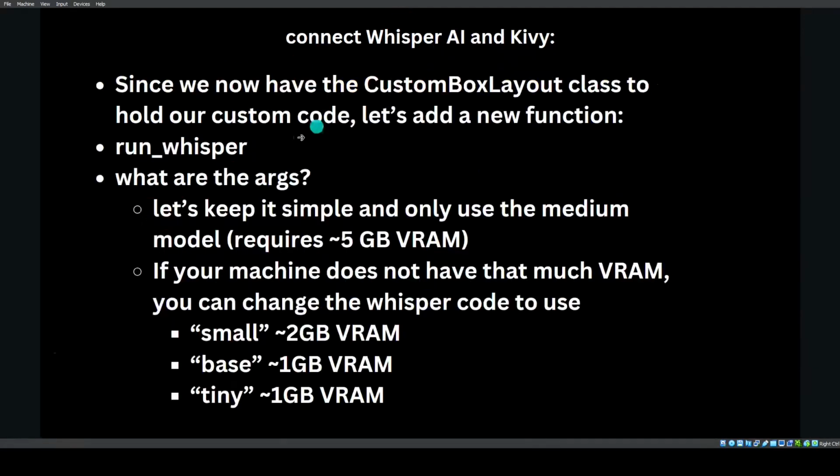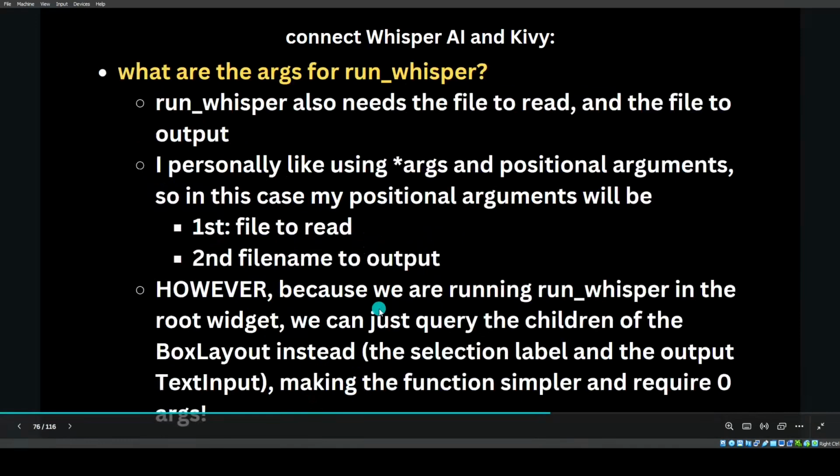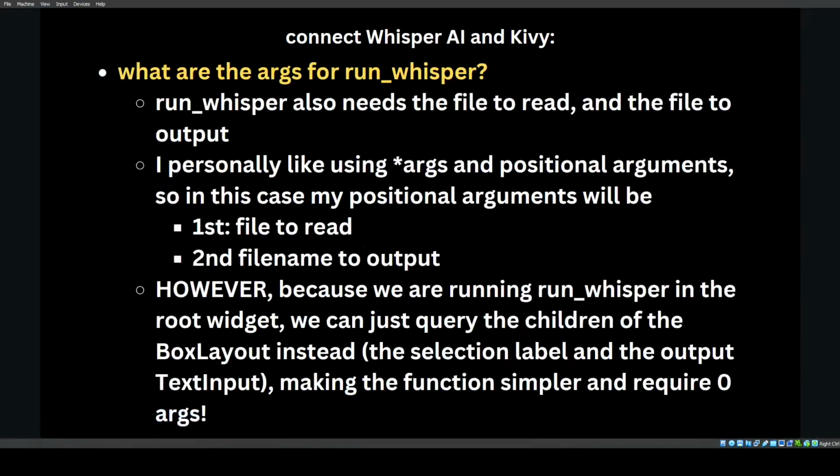So now we have the custom box layout class to hold our custom code. Let's add a new function, run Whisper. What are the args? Let's keep it simple and only use the medium model, which requires 5 GB of VRAM. If your machine does not have that much VRAM, you can change the Whisper code to use small, base, or tiny. Now, what are the args for run Whisper?